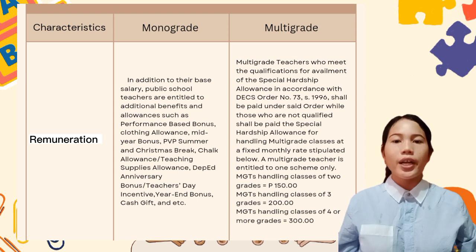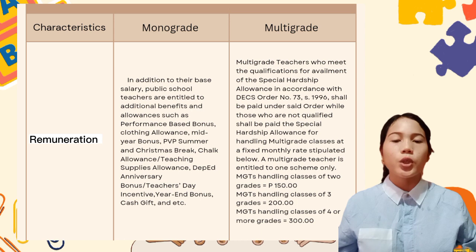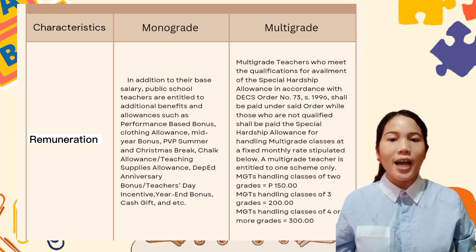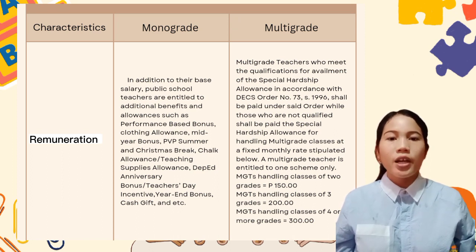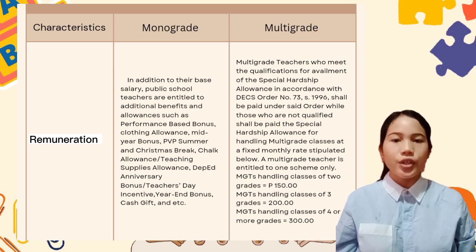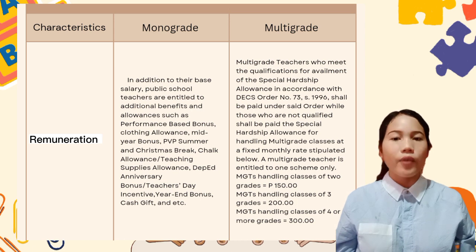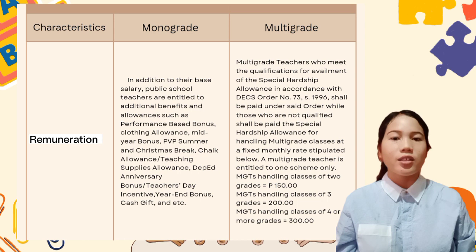In monograde, in addition to their base salary, public school teachers are entitled to additional benefits and allowances such as performance-based bonus, clothing allowance, mid-year bonus, summer and Christmas break pay, chalk allowance or teaching supplies allowance, anniversary bonus or teacher's day incentive, year-end bonus, cash gift, and etc. While in multigrade, teachers who have met the qualifications are entitled to the Special Hardship Allowance in accordance with DepEd Order No.